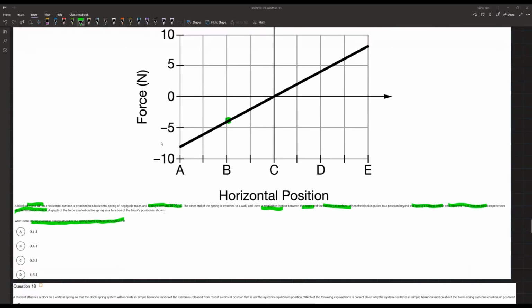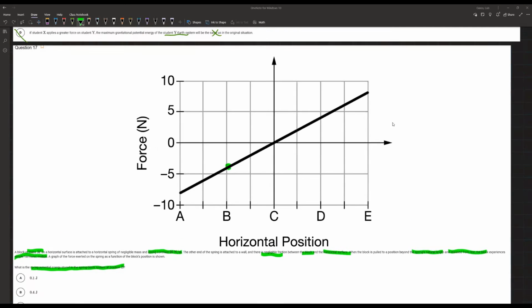And let me make sure this is not a multiple correct. Yeah, no, it should not be. This is only one correct.